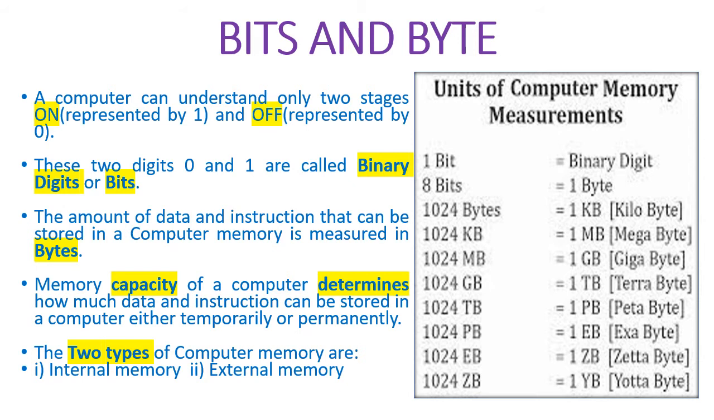1024 gigabytes, we call 1 terabyte or TB. 1024 terabytes, we call a petabyte. 1024 petabytes, we call an exabyte. 1024 exabytes, we call a zettabyte. Similarly, 1024 zettabytes, we call a yottabyte. Only this much you have to study, but there are many more memory units that do not come under your syllabus.